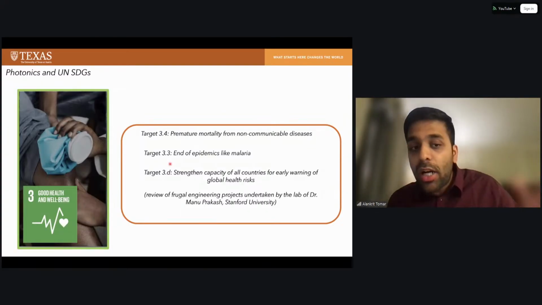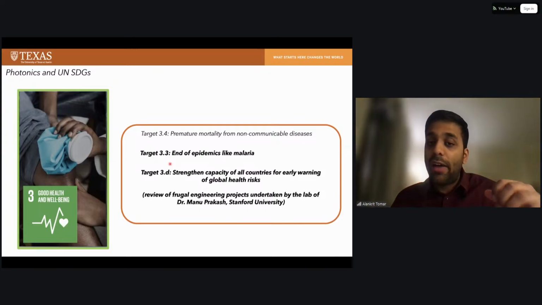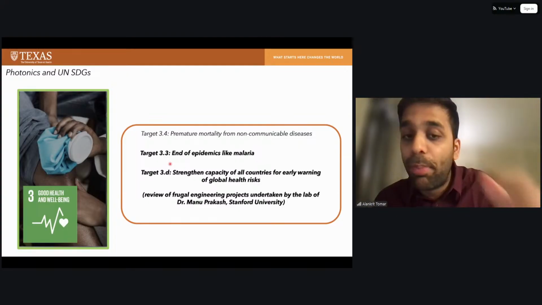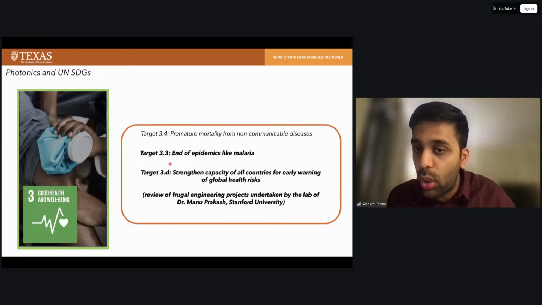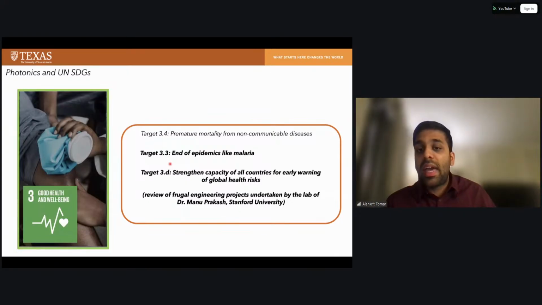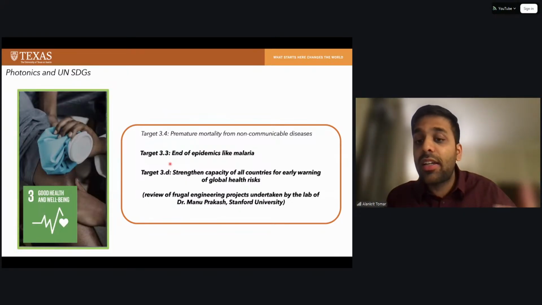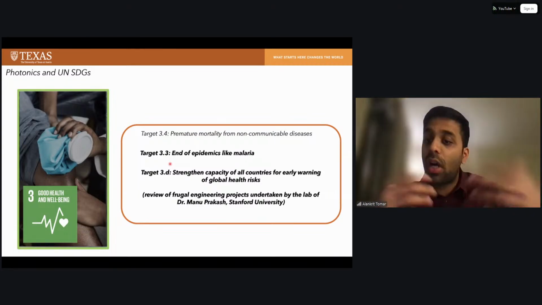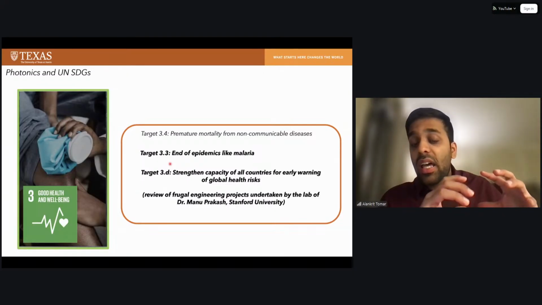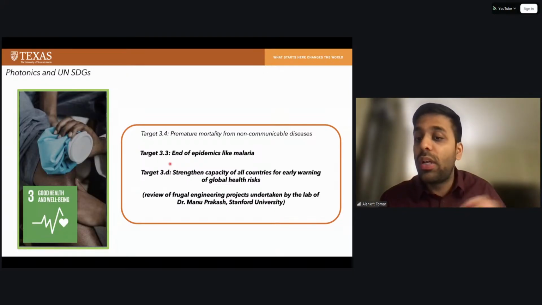So in the second part of this goal, I would like to focus on the two targets shown here in bold. One is related to the epidemic of malaria. And the second is strengthening the capacity of all countries for early warning of global health risks. And I'll take examples from the field of frugal engineering.